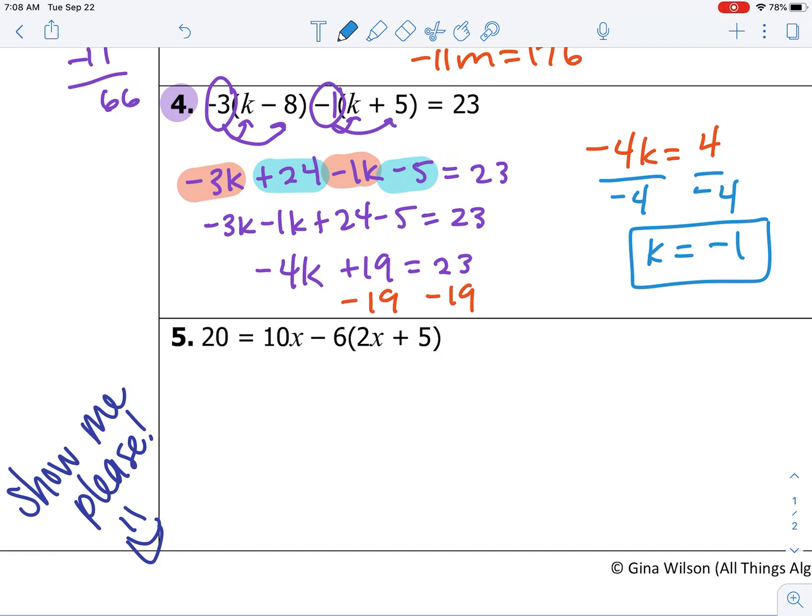So now that you've worked number 5, we'll work it together. Remember, step 1, I'm looking for anything that needs to be distributed. So I see parentheses here, and I know I need to distribute negative 6 inside those parentheses. So 20 equals 10x. 10x, we haven't done anything with that yet, so I just copy it down. Negative 6 times 2x, negative 12x. Negative 6 times positive 5 is negative 30.